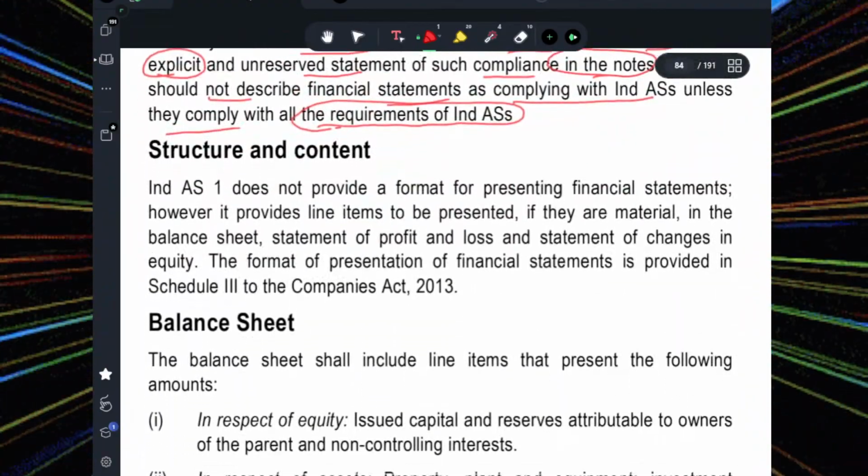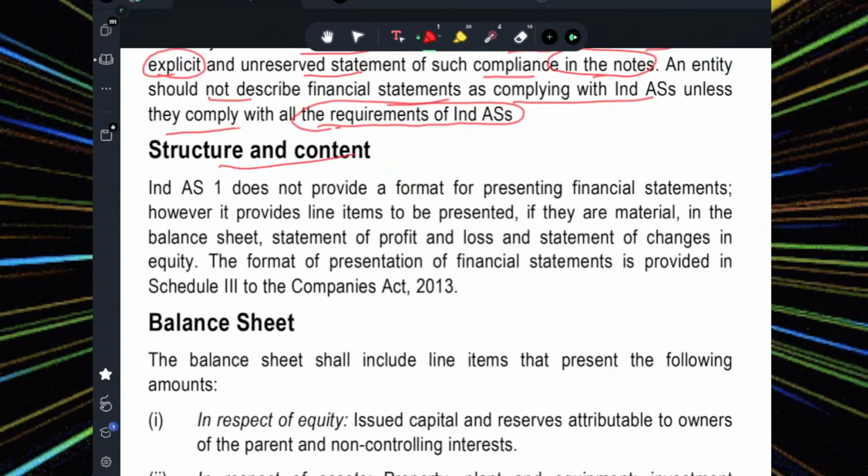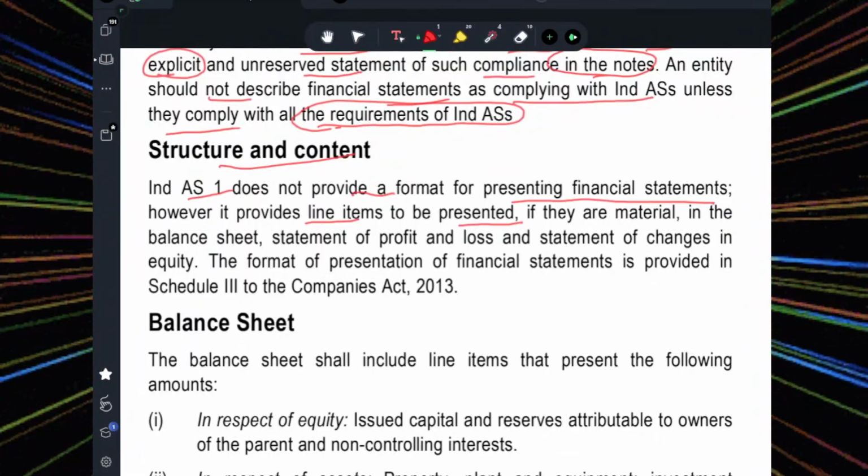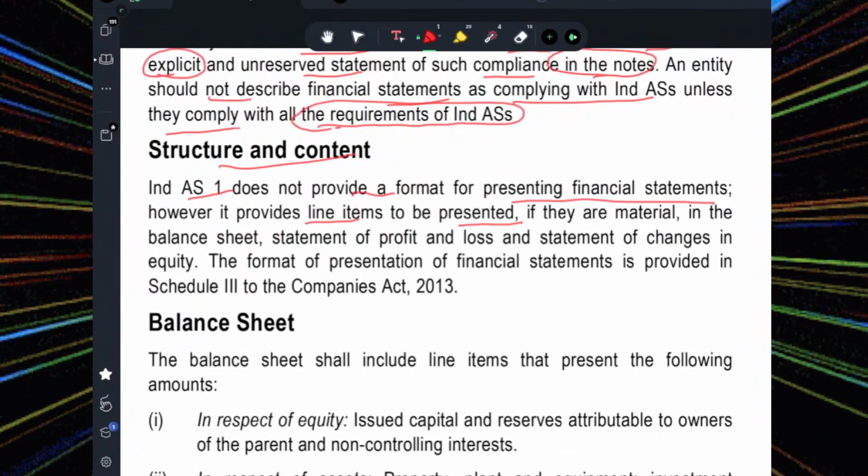Structure and content. What is the structure and content? Ind AS 1 does not provide a format for presentation of financial statements. There is no prescribed format. However, it provides the line items to be presented. So I'm not saying you should present it a certain way, but I will give you the tools. You can build as much as you want, but this is the basic foundation you should have. All these things should be there. With this only you can build.